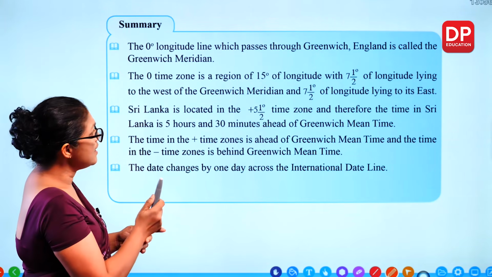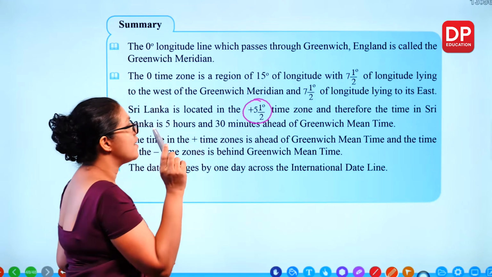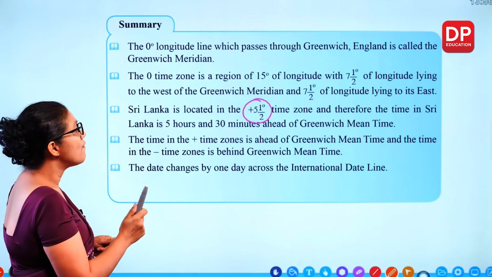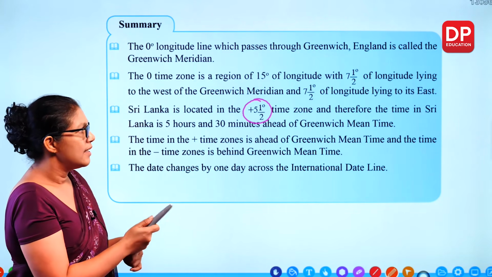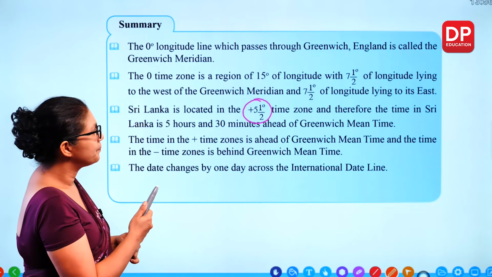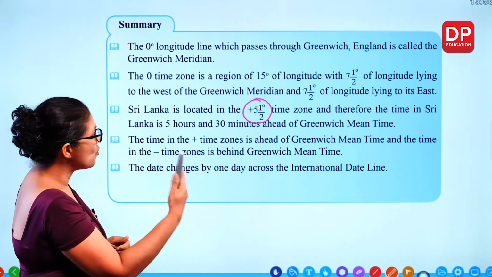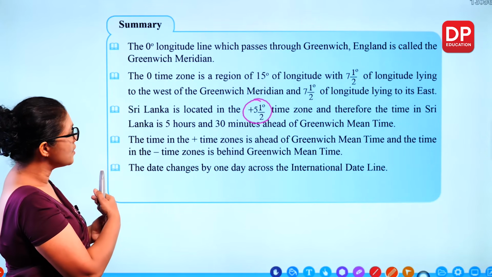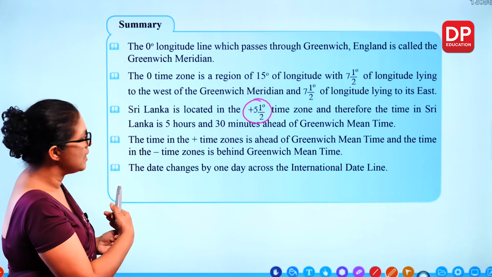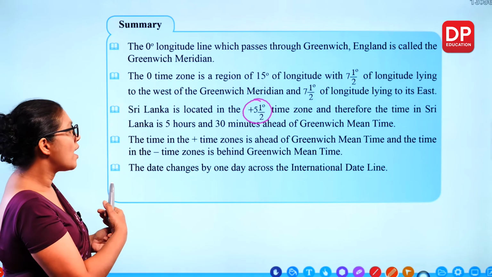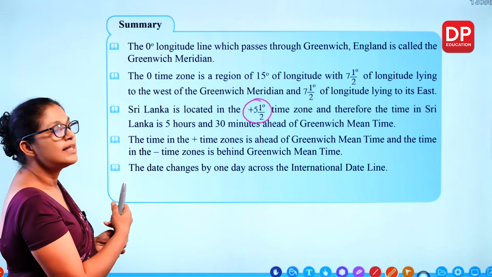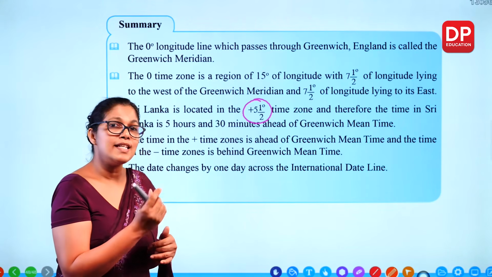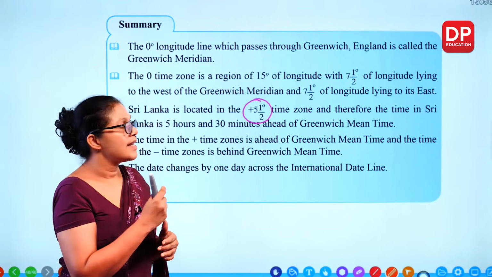Sri Lanka is located in +5.5. So you need to remember that. Therefore, the time in Sri Lanka is 5 hours and 30 minutes ahead of Greenwich Mean Time. The time in the plus time zone is ahead of Greenwich Mean Time, and the time in the negative time zone is behind Greenwich Mean Time. The date changes by 1 day across the international date line. So remember everything, and you can convert any time with the standard time.